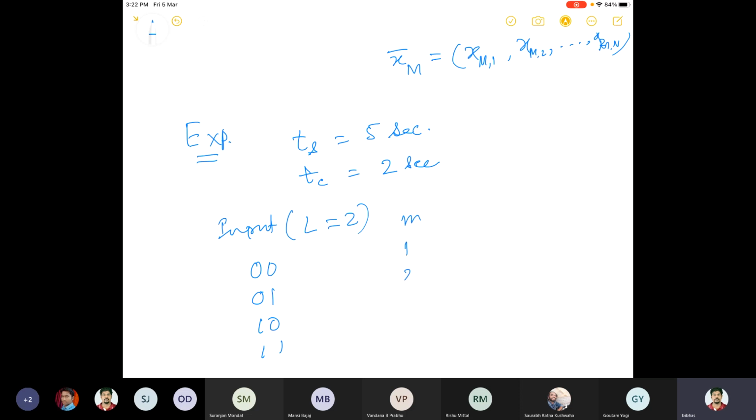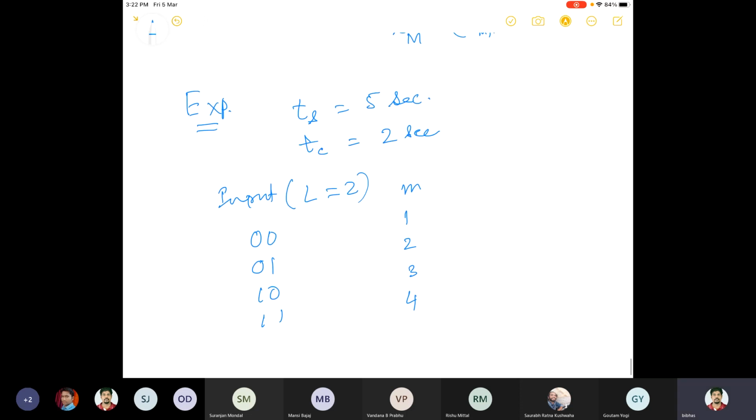Here it is 1, 2, 3, 4. These are the values. M equals 4, I mean capital M equals 4. Then what should be my code word? What should be the value of N? Can anybody tell me? What should be N?